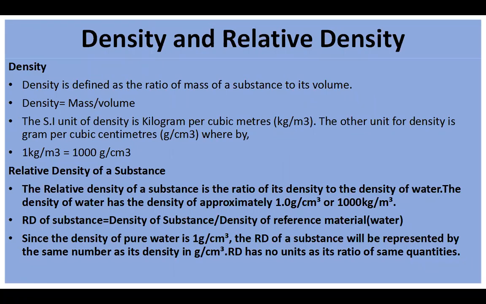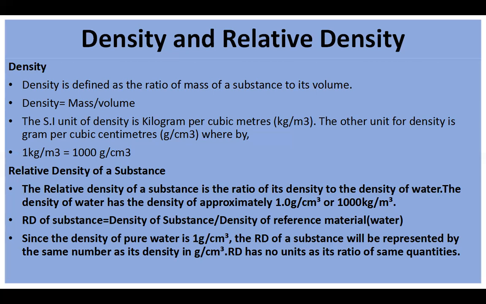Now, the unit of density is kilogram per cubic meter. The other units for density are like gram per cubic centimeter, whereby 1 kilogram per cubic meter equals 1,000 gram per cubic centimeter. So density, every material has its own density.